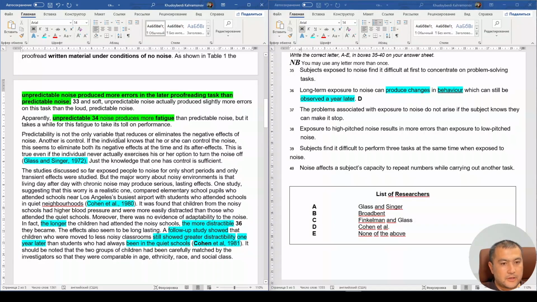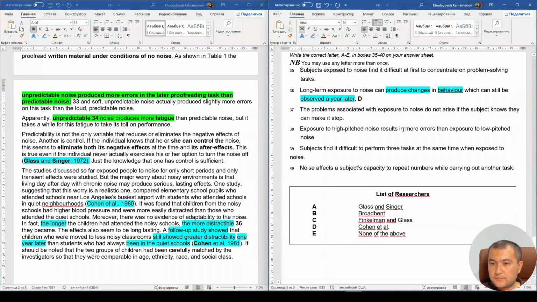Predictability is not the only variable that produces or eliminates the negative effects of the noise. Another is control. If the individual knows that he or she can control the noise, this seems to eliminate both its negative effects and its after effects as well, and it's like Glass and Singer's conceptions, right? So problems associated with exposure to noise do not arise if the subject knows they can make it stop.